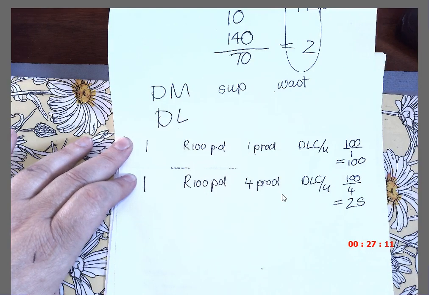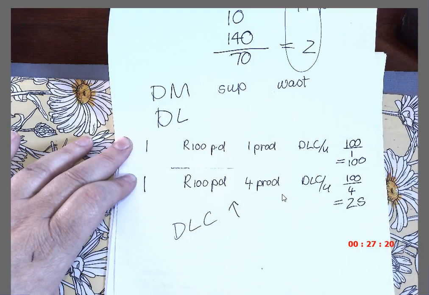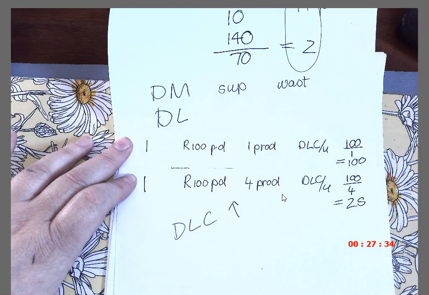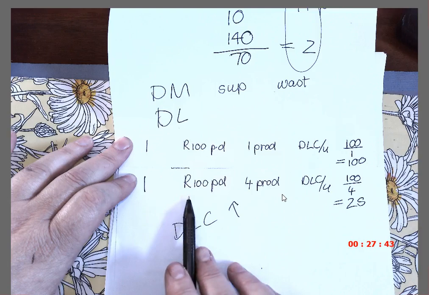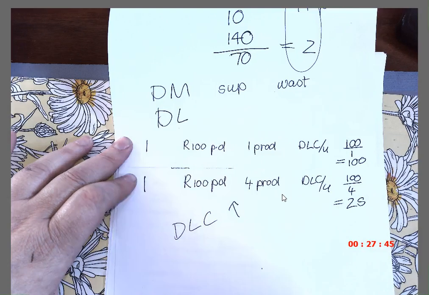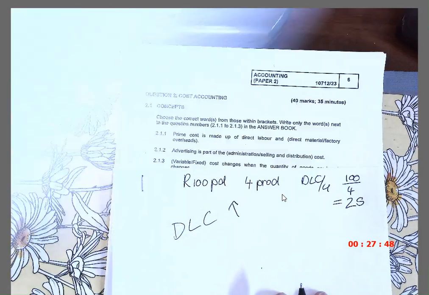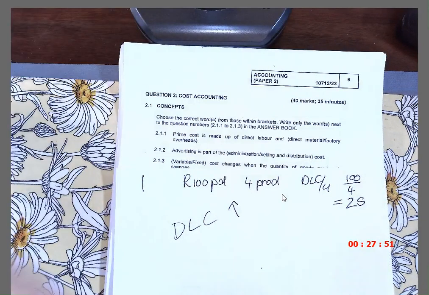Okay? So can you also see, if the direct labor cost increases, it's not because I'm employing more people. When the direct labor cost per unit decreases, it's not because I fired people. It can be, maybe, because there is a salary increase. Because if I now pay her, say 200 rand, then the per unit is going to increase. But please guys, it's not because I'm employing more or less people.